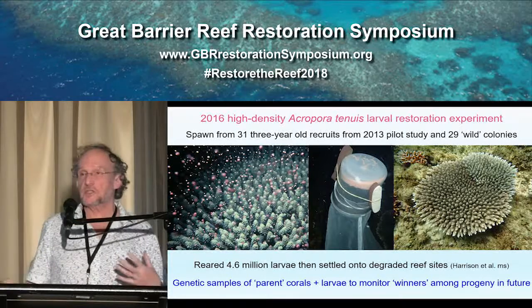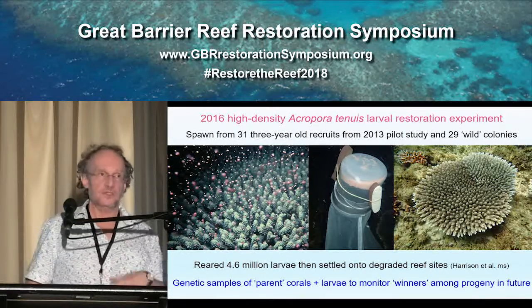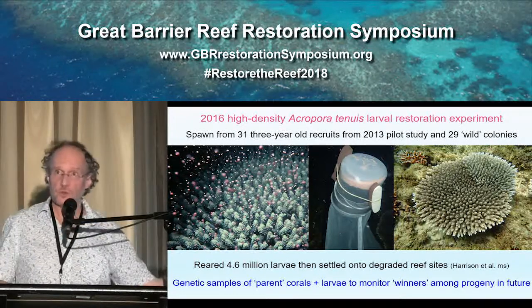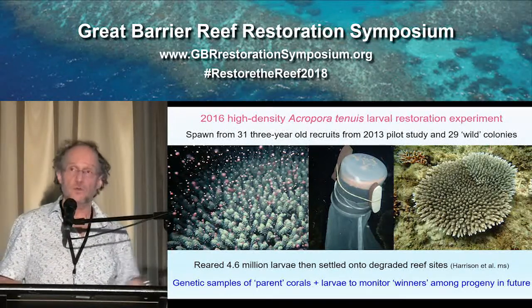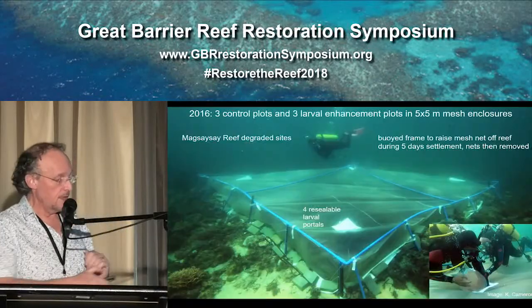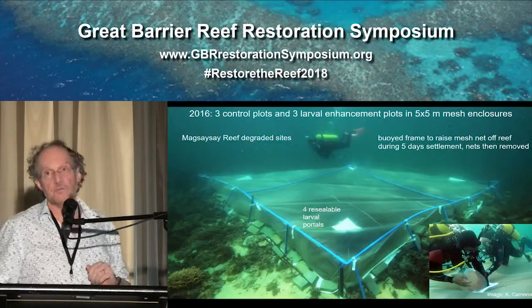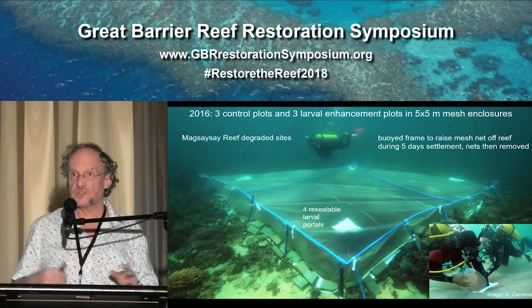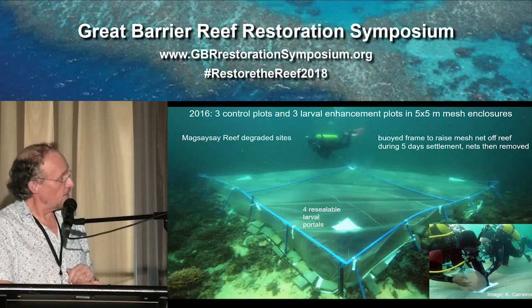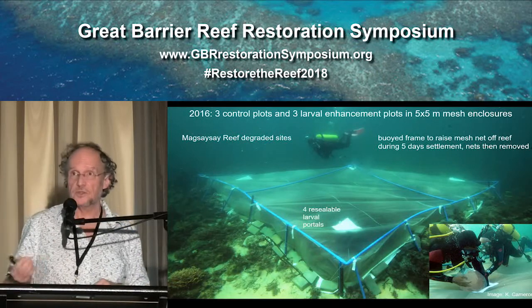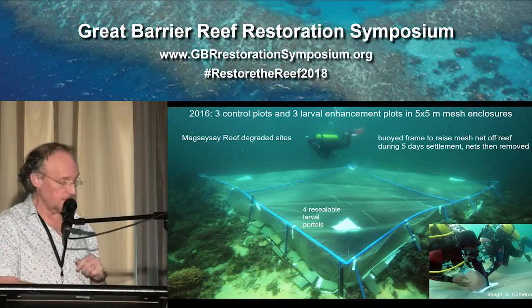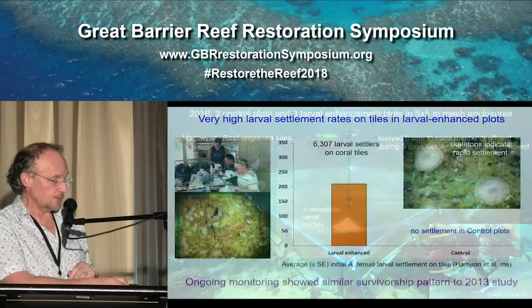So in 2016, we used the basics of the same approach from the original pilot study. We captured the spawn from the virgin spawners from the 3-year-old corals, added it to some wild spawn, raised about 4.5 million larvae, and put these into some mesh enclosures on the reef for the settlement period over 5 days. The image there on the right-hand side is of Dexter, the PhD student, and I adding in about 250,000 larvae through one of the portals and then spreading those through the enclosure.